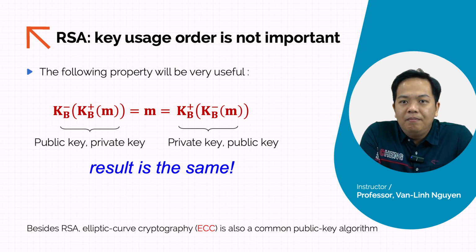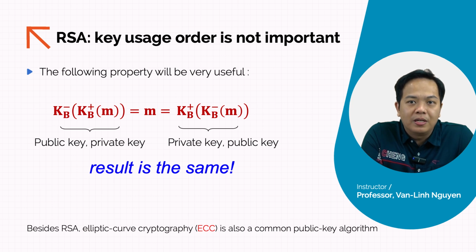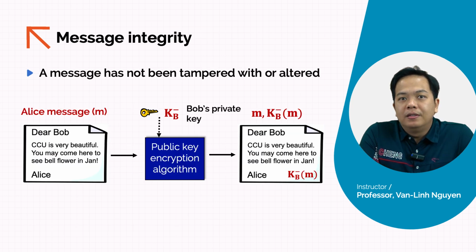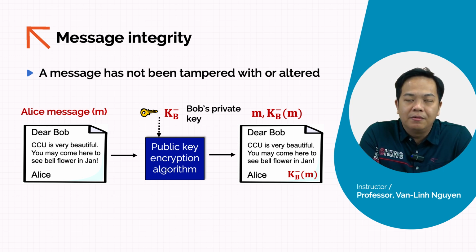And the other thing, besides RSA, you can use elliptic curve cryptography. That is one of the common public key algorithms too. But this one I think is beyond this introduction, so you can look for more detail about ECC on the internet. And the other advantage of public key or asymmetric algorithms is that they can be used for message integrity checking.